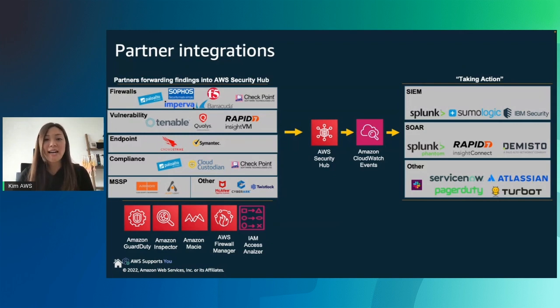Of course, automation actions can also be taken by a SOAR, such as Splunk Phantom. And like I said earlier, you can also create EventBridge rules to send Security Hub findings into Slack.